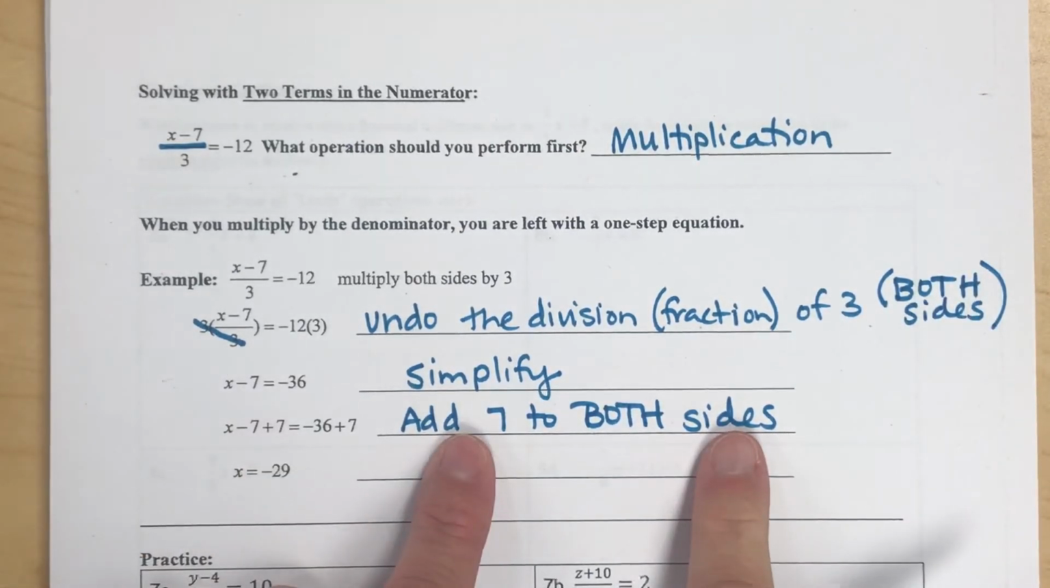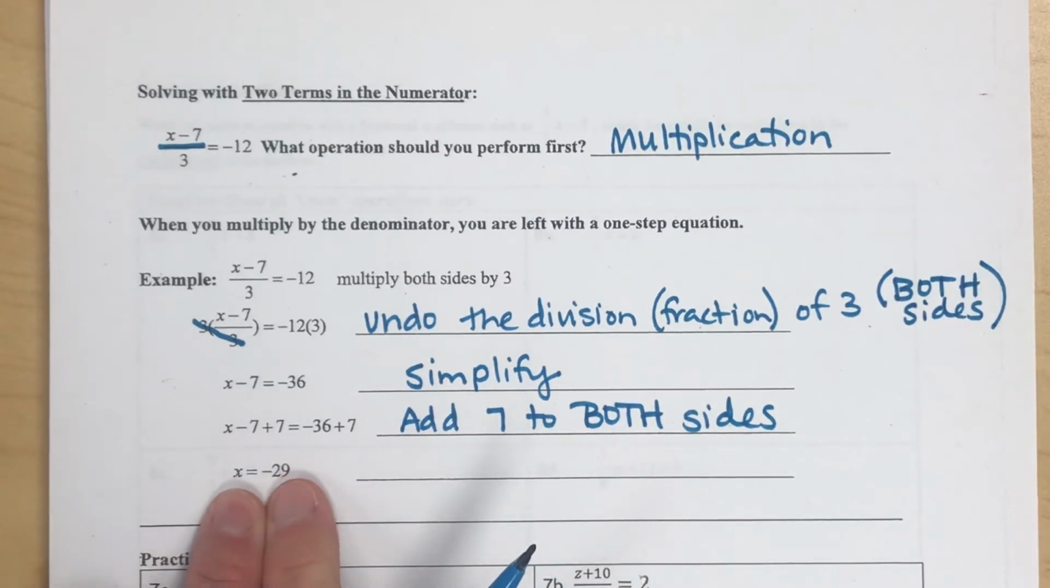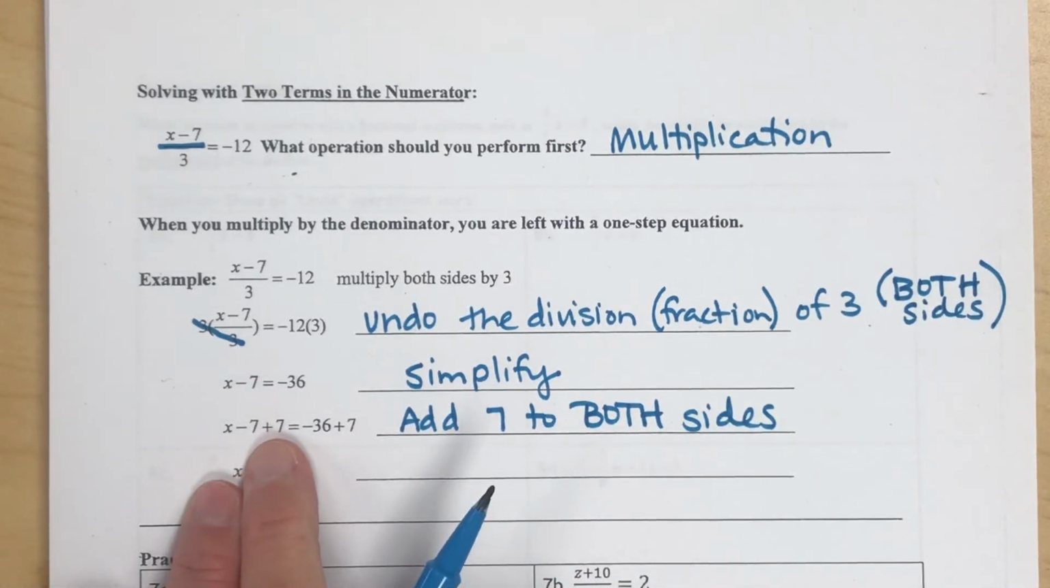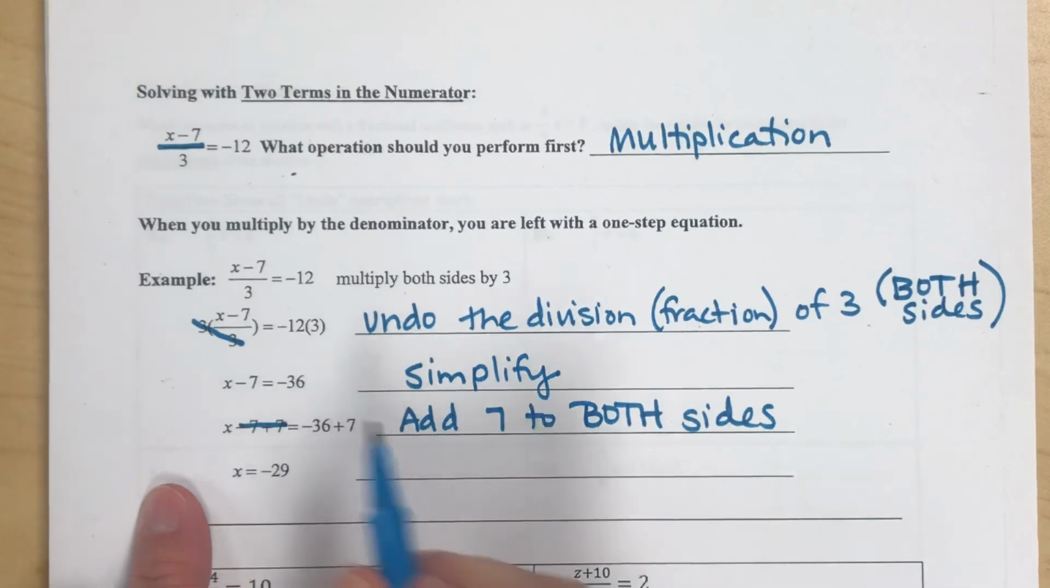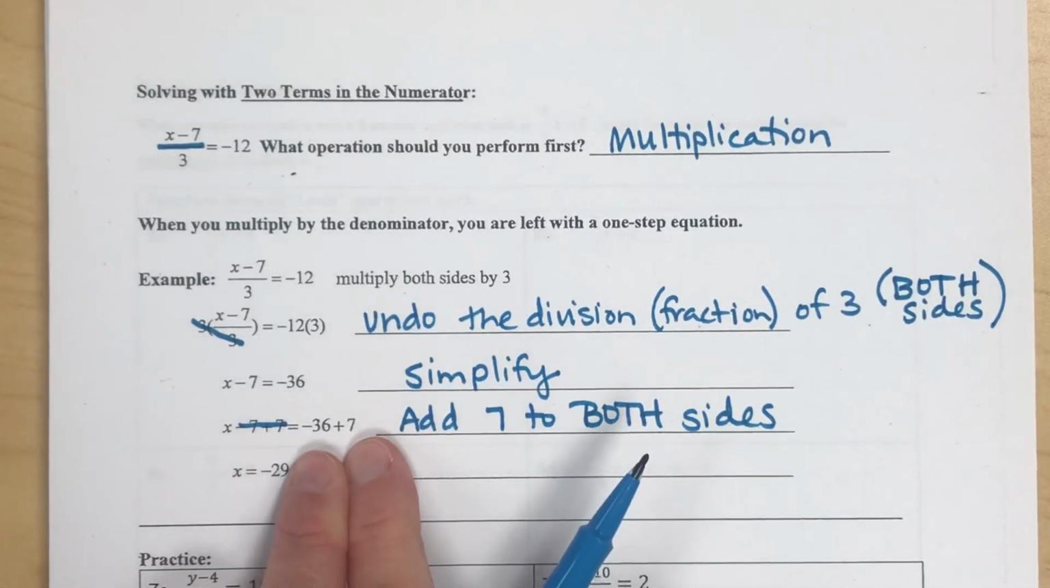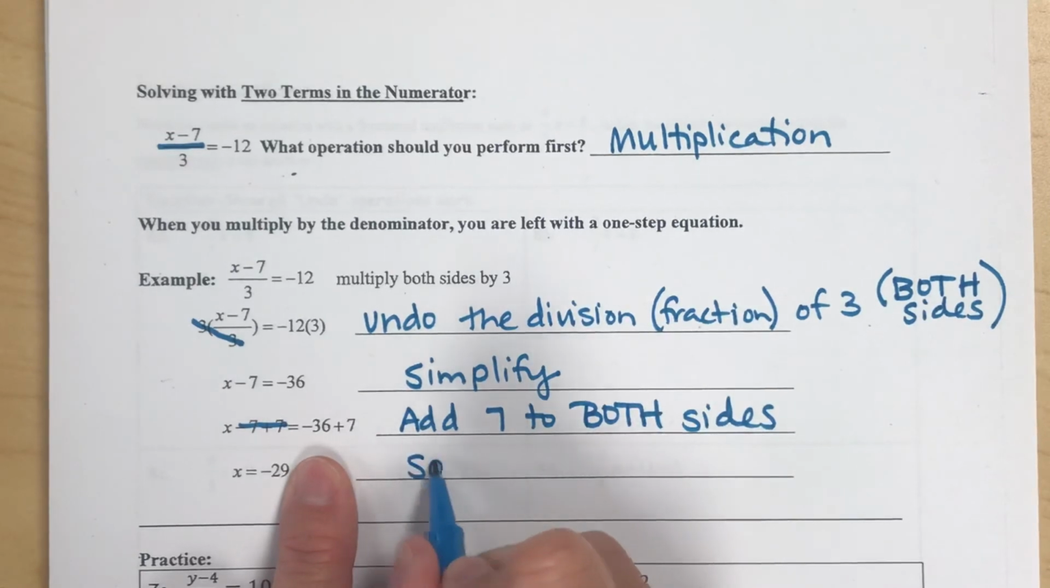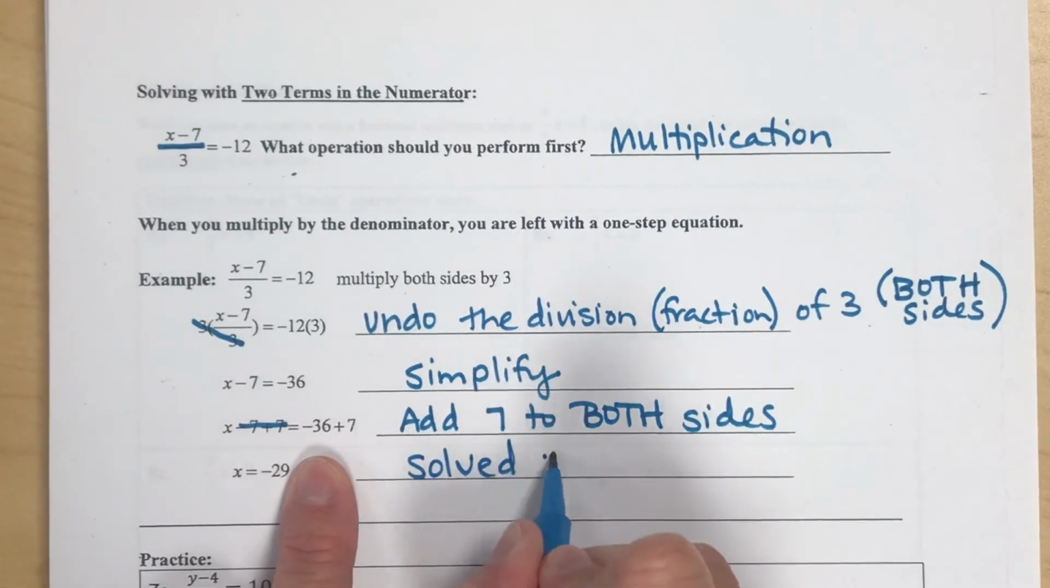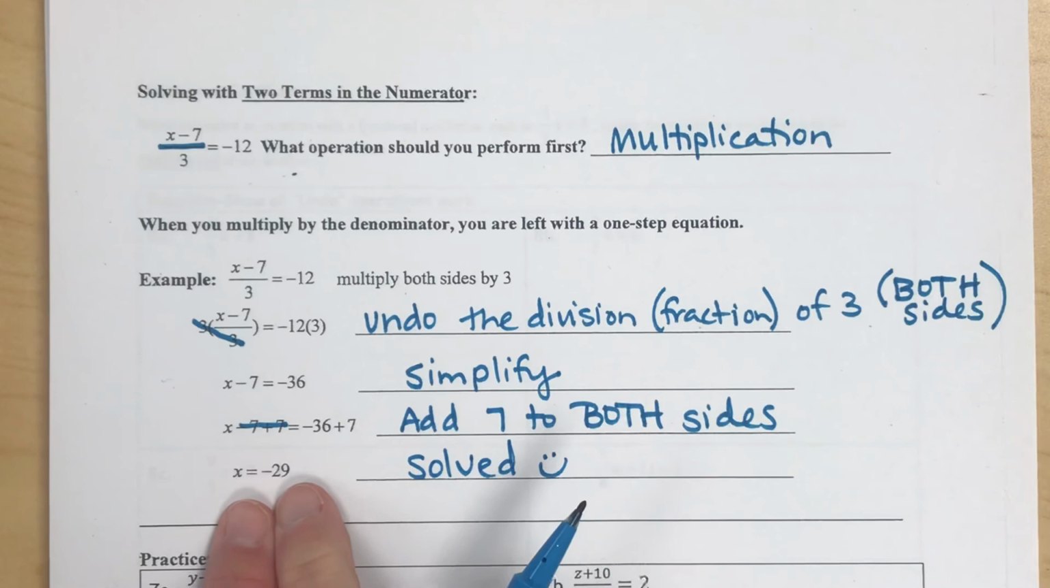Now, when we add 7 to both sides, notice what happens. The negative 7 plus 7, this is going to cancel out. So I'm left with my variable x. And if I simplify this right side, we will have solved. Negative 36 plus 7 is negative 29.